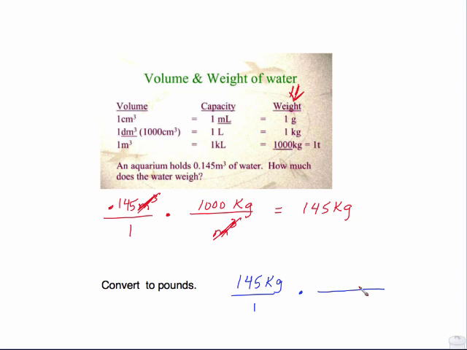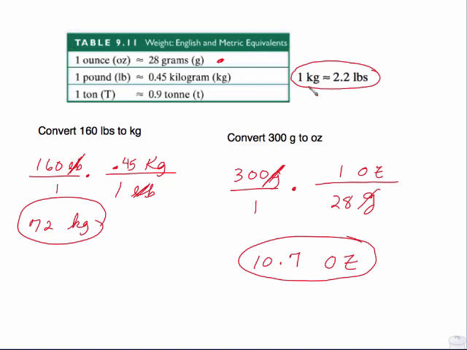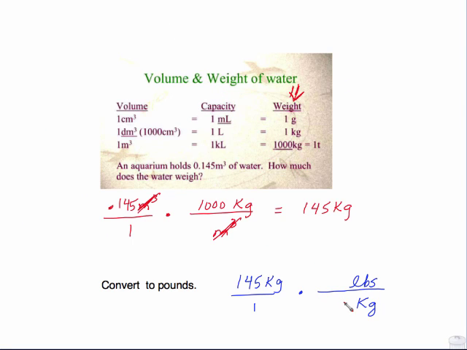So I need to multiply something with kilogram in the bottom and pounds in the top. And I look in this chart and it's not there. But if I look back here, I see that 1 kilogram equals 2.2 pounds. So I can do 1 kilogram equals 2.2 pounds. Now I chose that one just because.